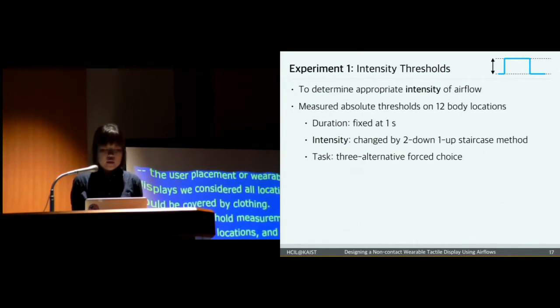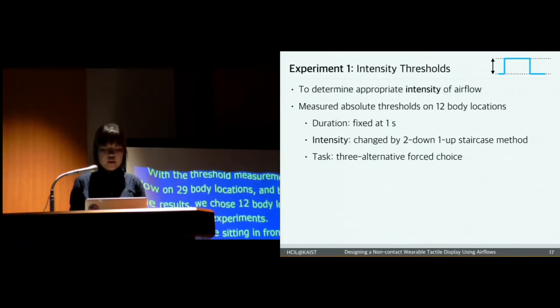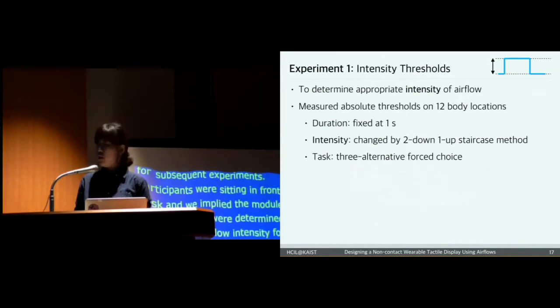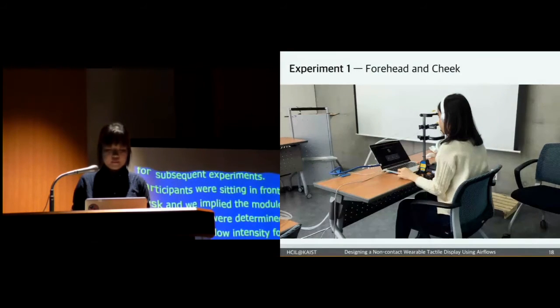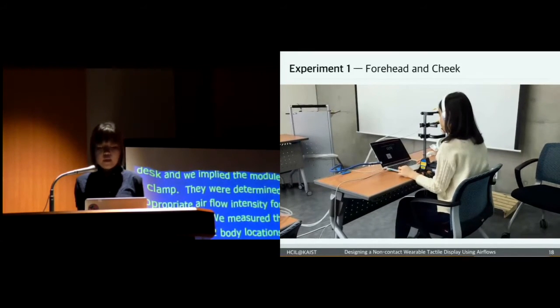Experiment 1 was conducted to determine appropriate airflow intensity for each body location. We measured absolute thresholds on 12 body locations, and the duration of a stimulus was fixed to 1 second. We used the 2-down, 1-up staircase method and 3-alternative forced choice for threshold estimation. These are different experiment settings for different body locations.